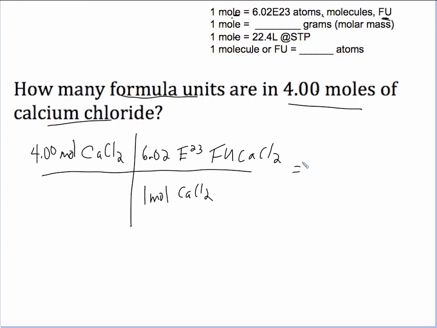All right, so then I'm going to do the math here. So I'm going to take 4 times 6.02 e to the 23rd divided by 1, which I'm just going to skip on the calculator. Okay, now my calculator says 2.408 e to the 24th, but I have 1, 2, 3 significant digits here, so I'm going to round my answer to 3. So 2.4, the 8 makes that go to a 1. There's my 3 significant digits. E to the 24th, formula units of calcium chloride.